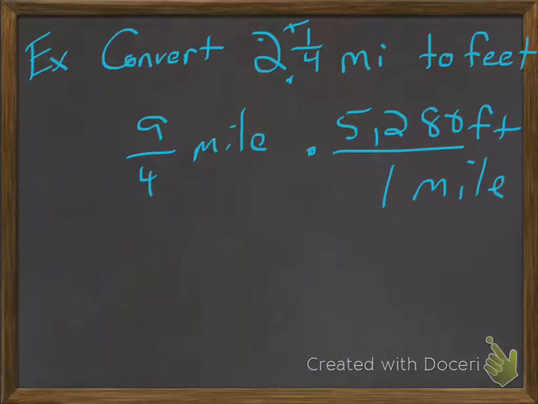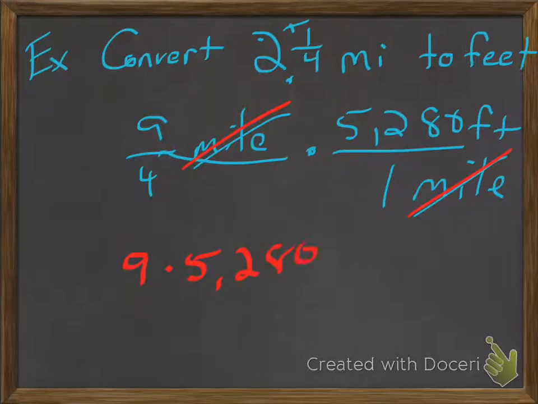Now, miles cross out. Here, let's use a different color. Miles cross out. And now you multiply across. We have 9 times 5,280 over 4. See how I just multiplied straight across? Now, I told y'all a while back ago that it's actually easier to reduce first. So we can actually reduce this.